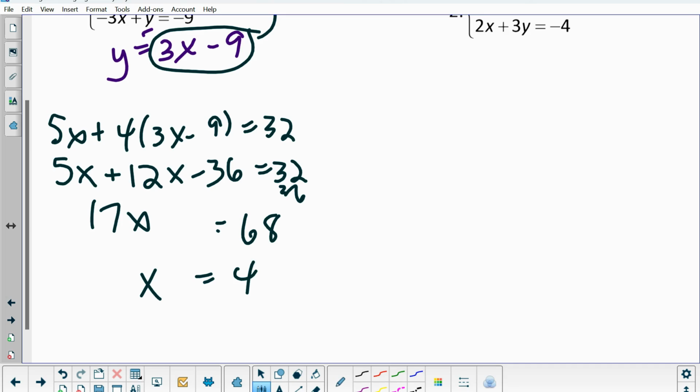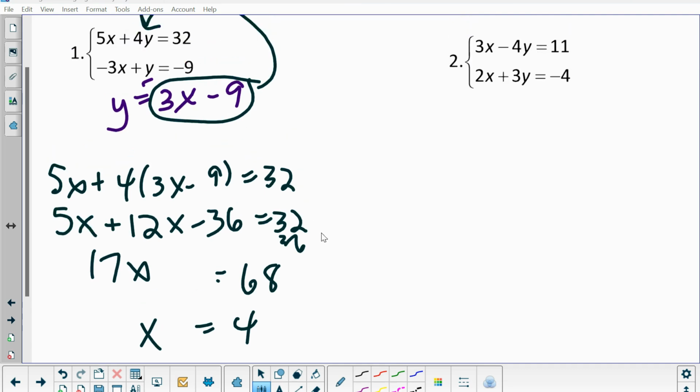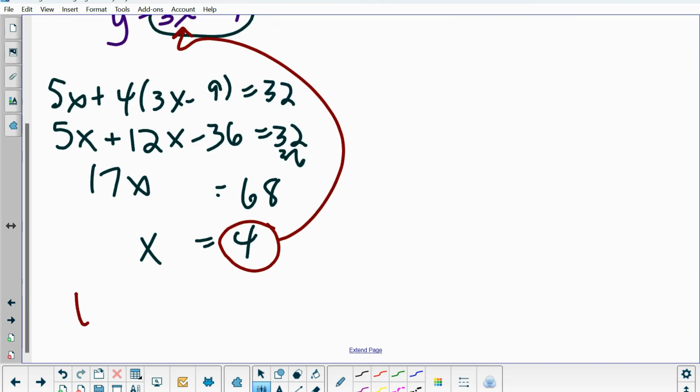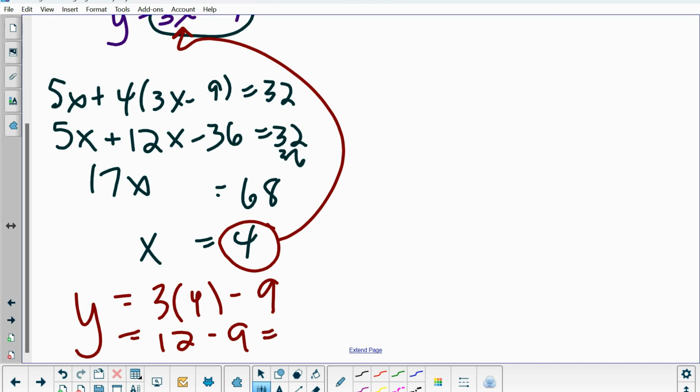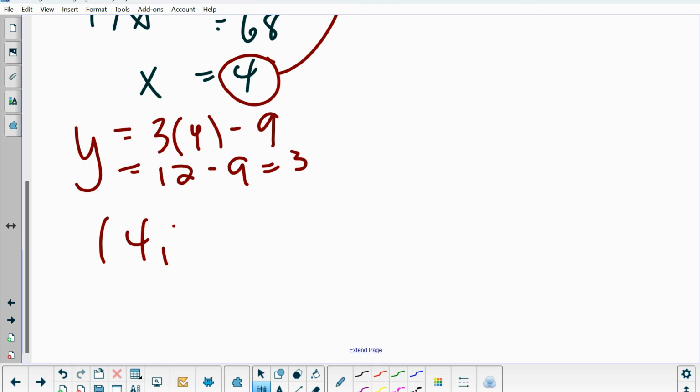Okay. Then I take the 4 and I substitute it back in to get y. And I can go back to any of these three equations that I want. So I actually think it's easier to take the 4 and put it in there because y is already by itself right here, but you can put it into any of the three equations. So I'm going to do y equals 3 times 4 minus 9. 12 minus 9 is 3. So my solution is 4, 3.